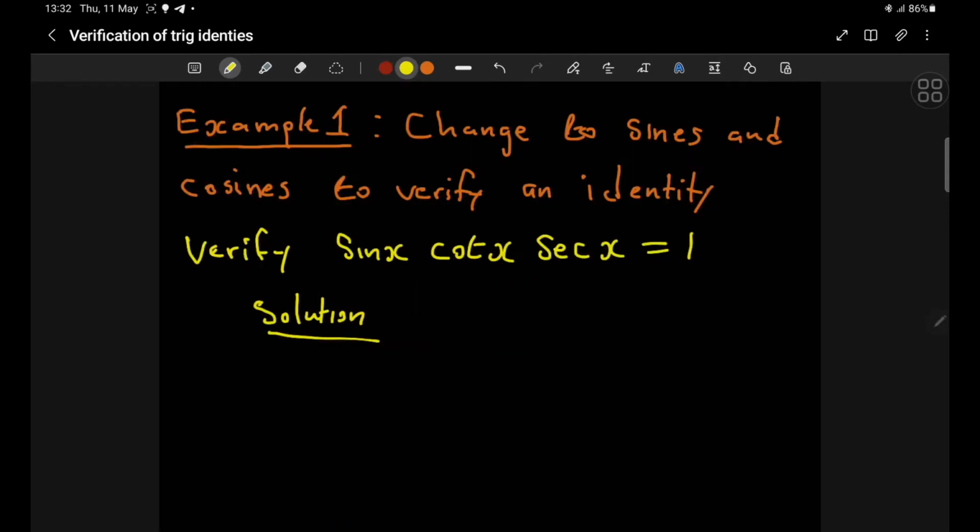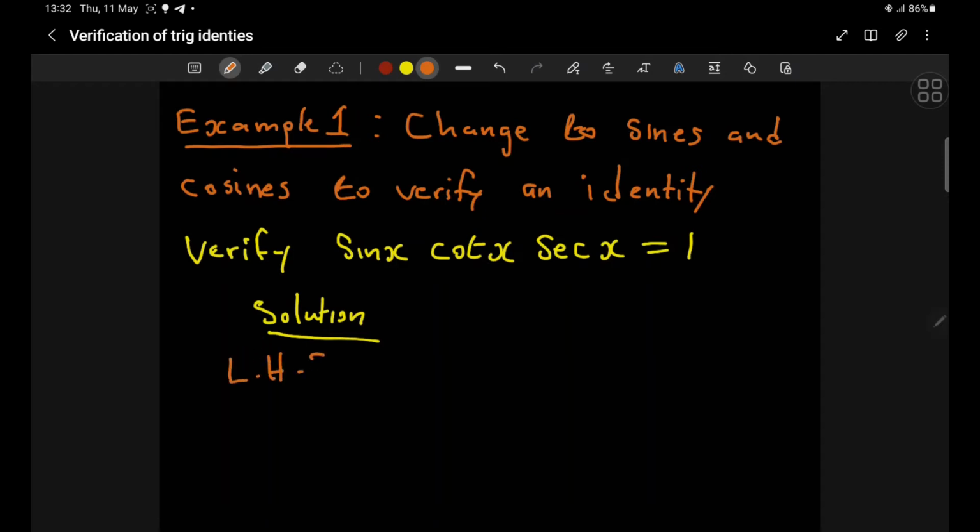Let's look at an example. We're going to have this example where we'll be applying the concept of changing to sines and cosines to verify an identity. Our question is, verify sine x cot x sec x is equal to 1. For us to solve this one, we first need to look at which side is more complicated. We'll agree that the left-hand side is more complicated than the right-hand side. So we'll pick the left-hand side.